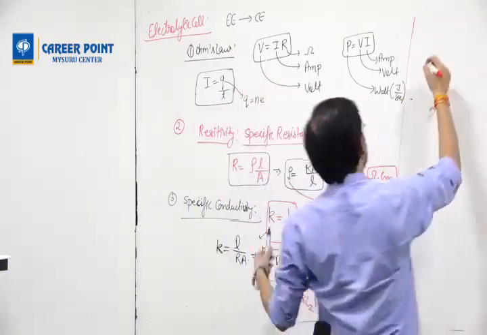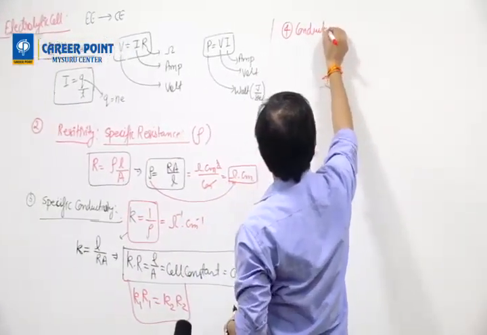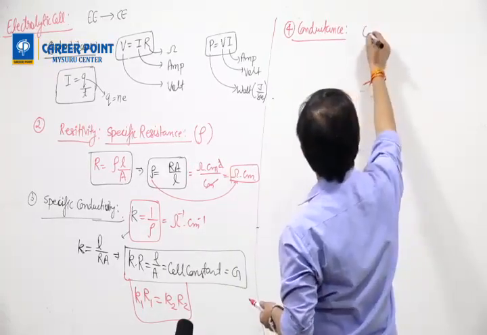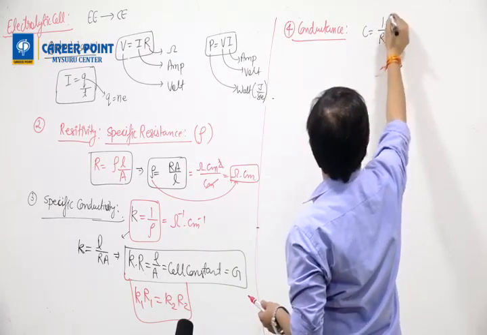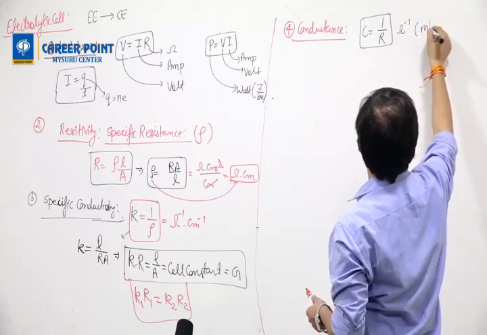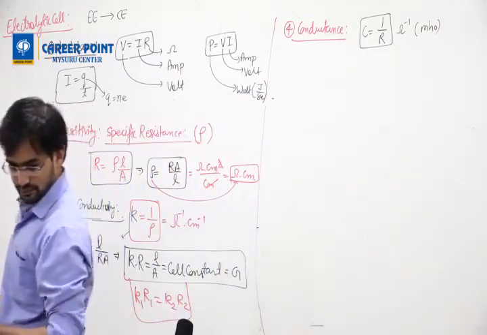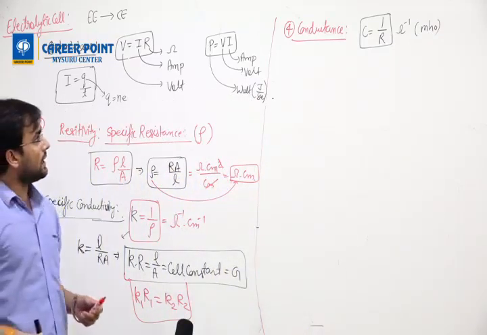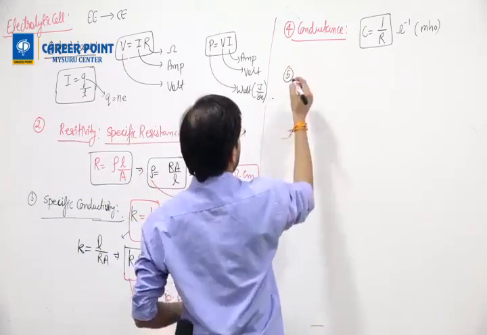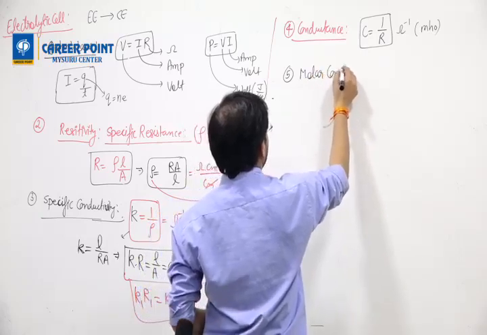Okay, so after this we have the fourth, which is known as conductance. Now the conductance is denoted by C. It is the inverse of resistance. So its unit becomes ohm inverse. Sometimes we also call it mho. Done? Right.